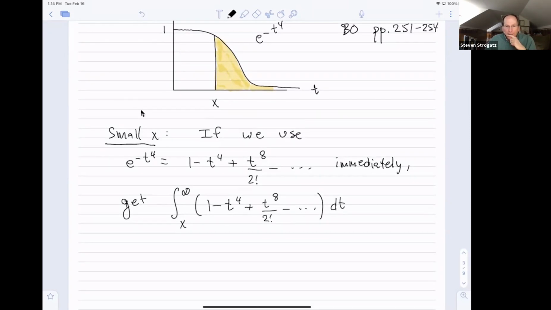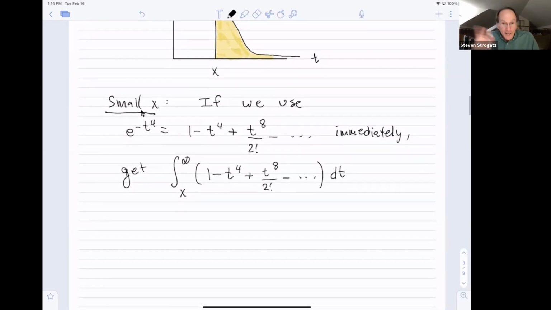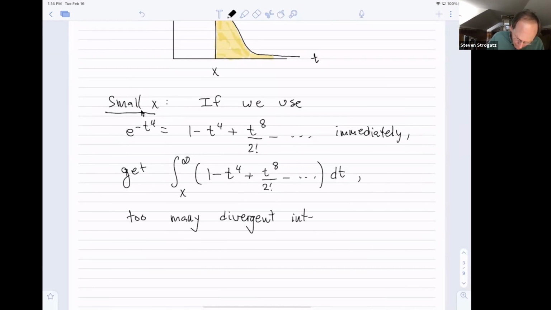And similarly, all of the separate terms are going to give you divergent integrals. They're going to cancel out, apparently, to give you something finite, but it's just too mysterious to look at that. So you get this, and you have too many divergent integrals if you look at it term by term. So that is not the recommended method.